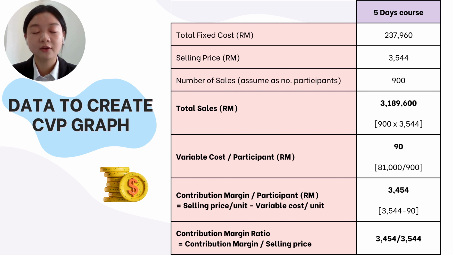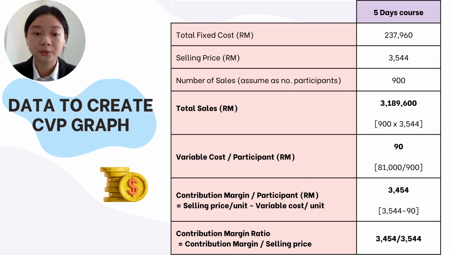After a classification of costs, we are able to obtain the sum of fixed costs of 237,960 ringgit and also the variable cost of 81,000 ringgit in total. Not only that, we also require other data like the selling price of 3,544 ringgit, which we can get from our part 1 ABC costing. And then we are able to generate a total sales of 3,189,600 ringgit with 900 participants.